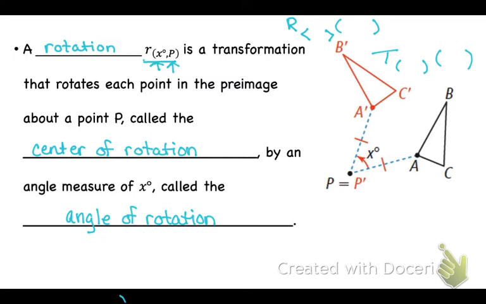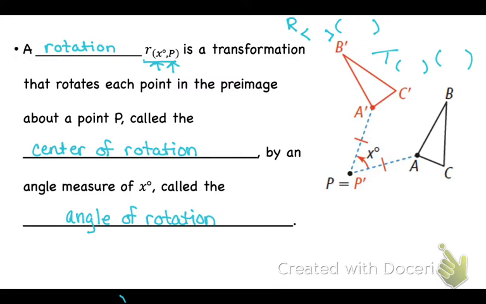So our degrees are 90, 180, 270, 360. Those are the only ones we're going to do. Got me? And our point P is always the what? I told you guys. Origin. Our point P for this lesson is the origin.